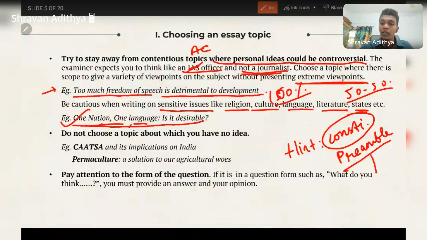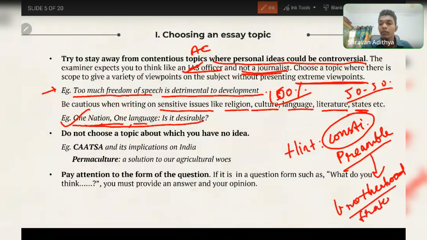So is one nation, one language desirable? No, it's not, because in the preamble we talked about brotherhood, we talked about unity, we talked about fraternity. Having one language might affect all of these. That is the reason why it is not desirable. So that could be how you can train your brain to think. In contentious issues, always go for what the constitution says, what the legal system says. What is the stand of our Supreme Court on this issue? If you go like that, you can always avoid giving extreme viewpoints.